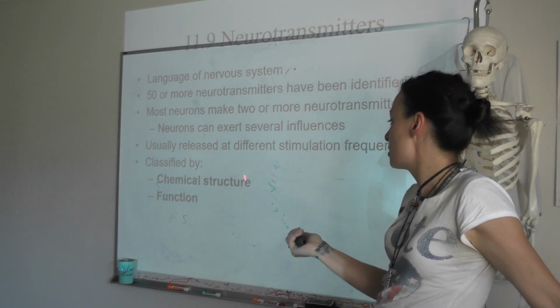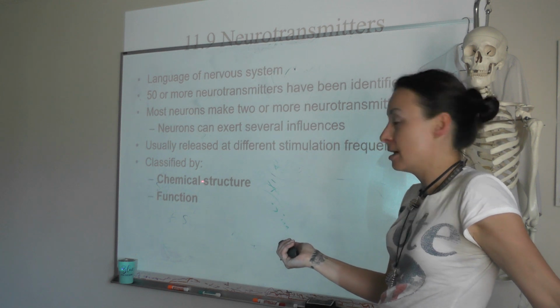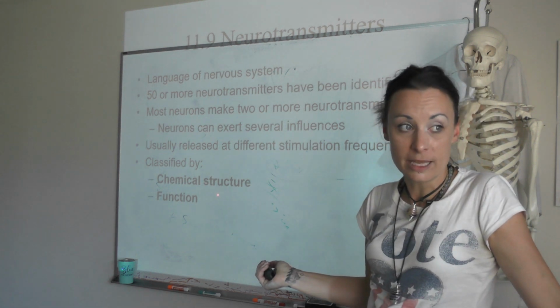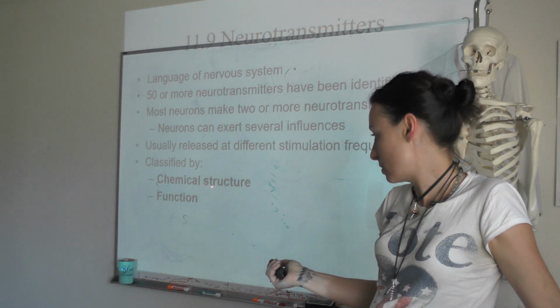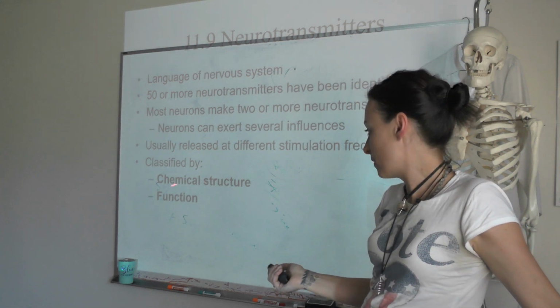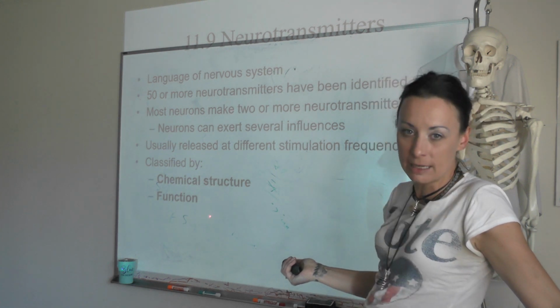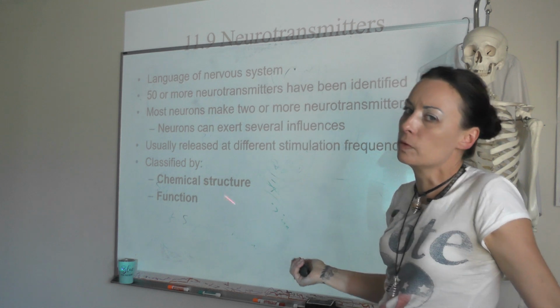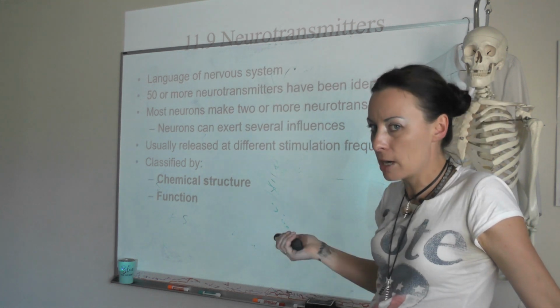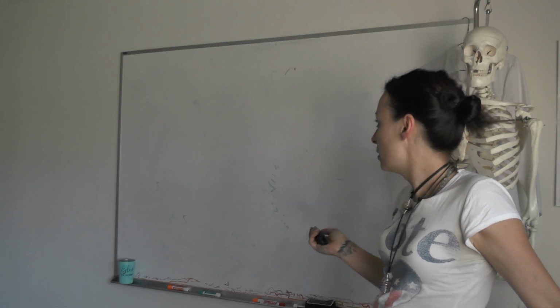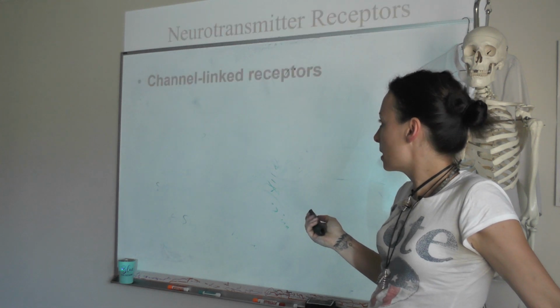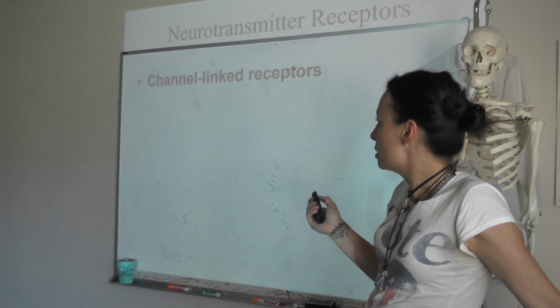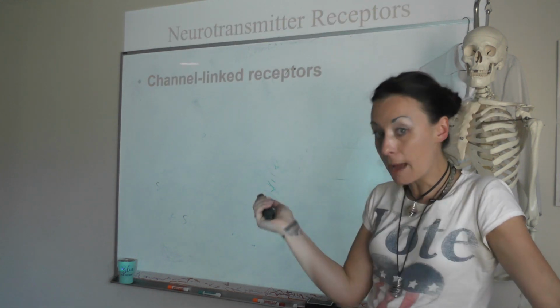The way we classify our neurotransmitters is based on their chemical structure. That's chemistry. Do I like chemistry? No. Am I going to test you on that? No. And their function. Their function is either they're excitatory or inhibitory. They either move you toward or away from threshold, right? That's good enough. Why do I bring it up then? Because I want you to know a little bit about neurotransmitter receptors.